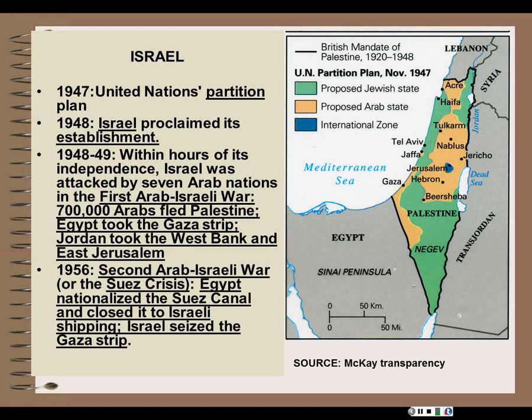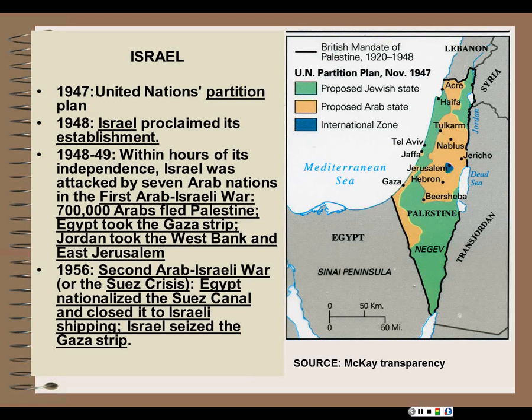Now, at the time of the UN Partition Plan in 1947, the Jewish people accepted that plan. The Arab Palestinians rejected the partition plan. Israel went ahead and proclaimed its establishment as a Jewish state in 1948, and within hours of its independence, it was attacked by 7 Arab nations in what's called the First Arab-Israeli War. At that time, 700,000 Arabs fled Palestine. These refugees formed the nucleus of the refugee problem in Israel and Palestine.